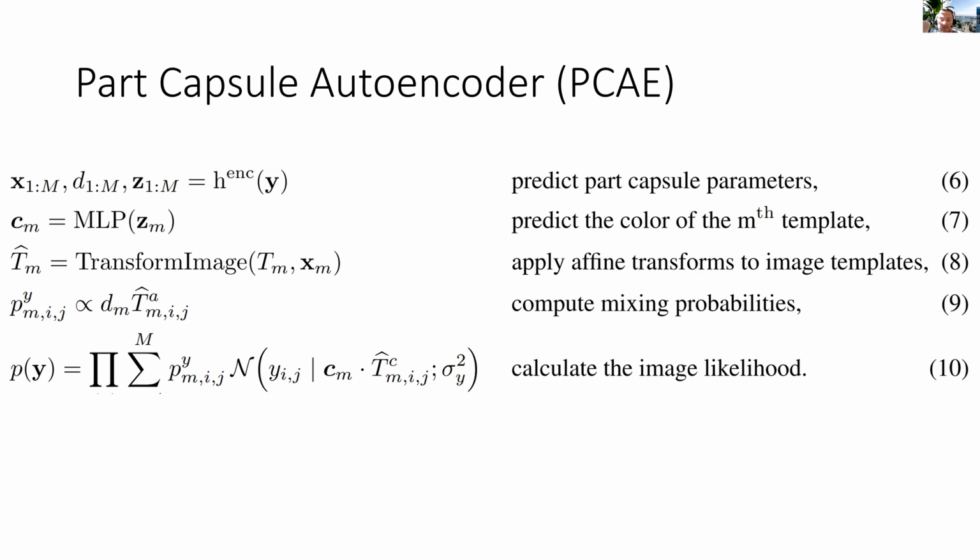Use an encoder to infer their poses XM, present probabilities DM, and special features ZM element of RCZ. The templates TM element of 0 to 1, height, width, and number of channels plus 1, are smaller than the image, but have an additional alpha channel, which allows occlusion by other templates. The image is modeled as a spatial Gaussian mixture. Not sure what this means. I didn't have time to look it up.